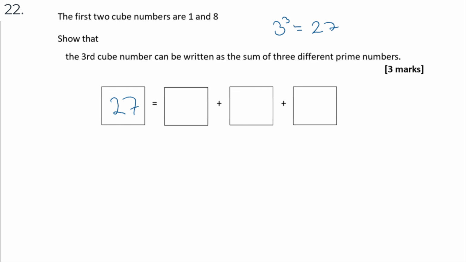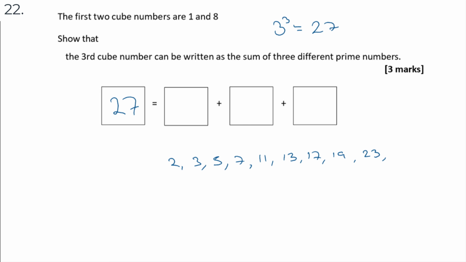Now, apparently I can write that as the sum of three different prime numbers. So I need to find some prime numbers first, don't I? So I need to find the prime numbers that are less than 27, I guess, so I can combine them to make 27. So what are the primes? We've got 2, 3, 5, 7, 11, 13, 17, 19, not 21, 23, not 25, and 27 not either. So they're the primes that we've got.